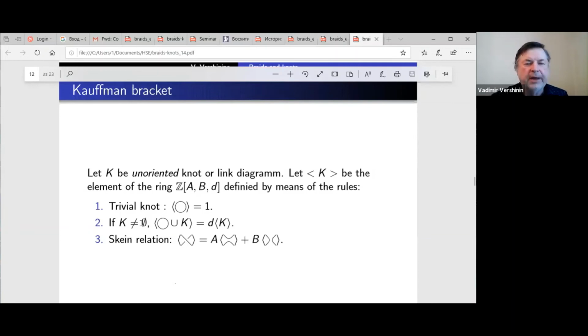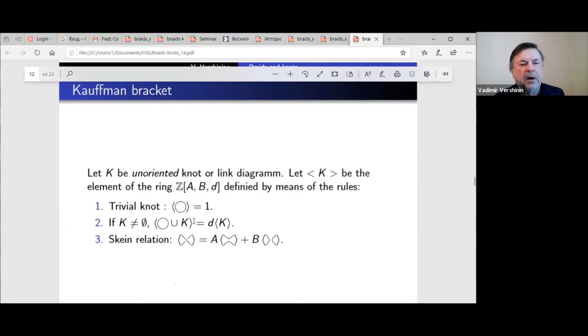If you have a diagram which is a composition, better to say a disjoint sum, of a knot and something which is not empty, then it is the same as the bracket of K multiplied by some D. I forgot to say that K is an element of the ring. We consider the ring of three variables, A, B, and D.